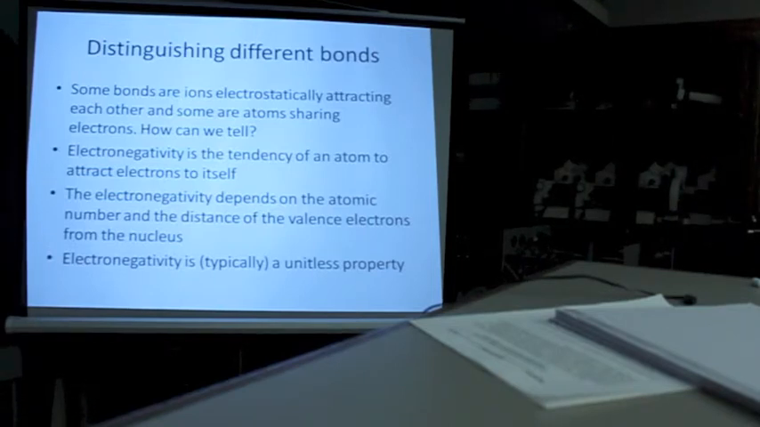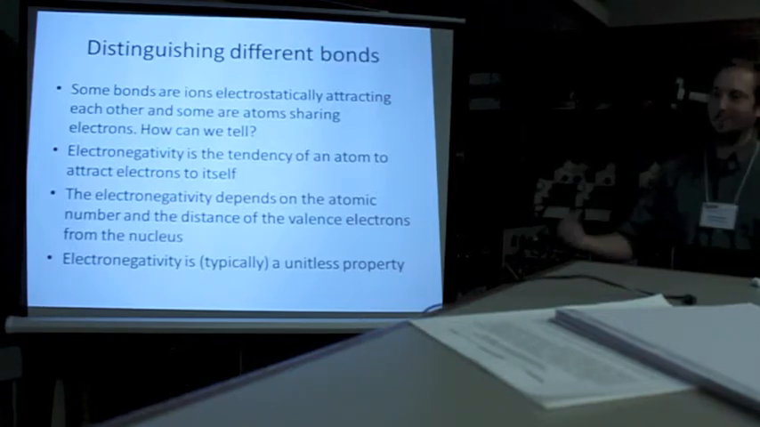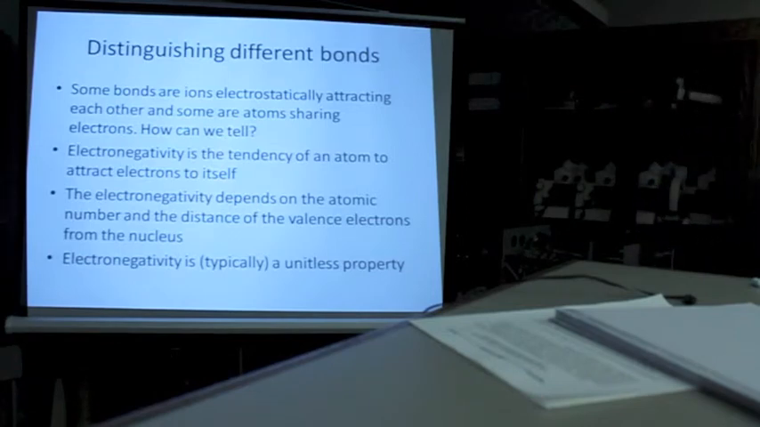And so the way that we typically do this is with something called electronegativity. Electronegativity is the tendency of an atom to attract electrons to it. So how much does a particular atom want electrons? The larger the value of electronegativity, the more an atom wants electrons. Electronegativity depends on pretty much two important things. The atomic number, so how many protons are in the center.